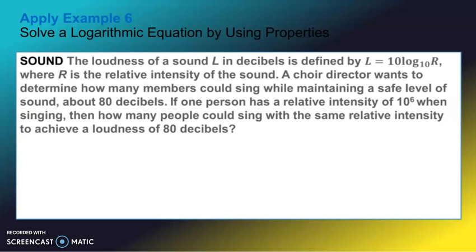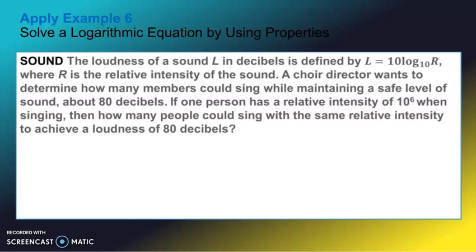Now, in the lesson video that I made earlier, I showed one way, and I was exponentiating both sides. This one, I'm going to show you how to use the properties of logarithms to solve.